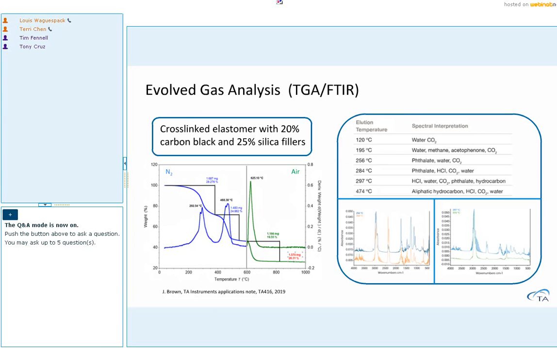Okay, here's a case study that one of my colleagues did on a filled crosslinking rubber elastomer. From the TGA analysis, it shows that this rubber contains about 20% carbon black and roughly 25% inorganic silica fillers. For the evolved gas analysis, he first connected the TGA with an FTIR. The table on the right side shows all the small molecules that are coming out at different decomposition temperatures.